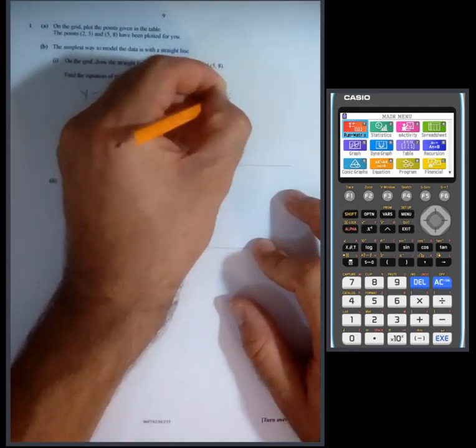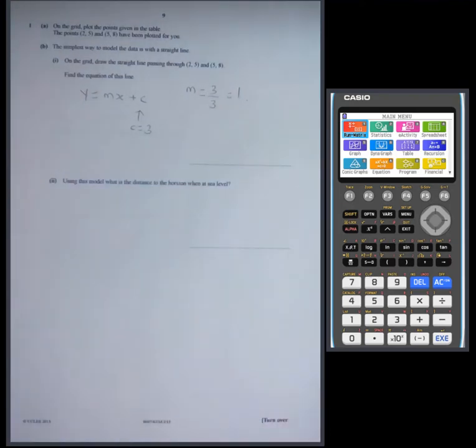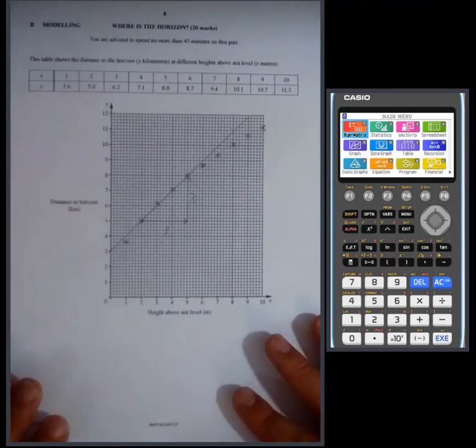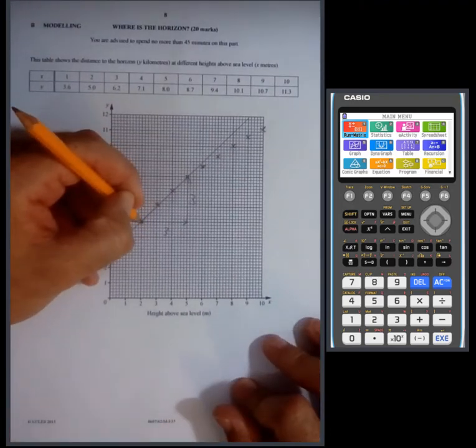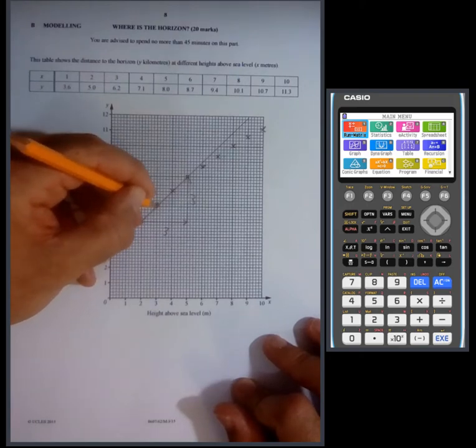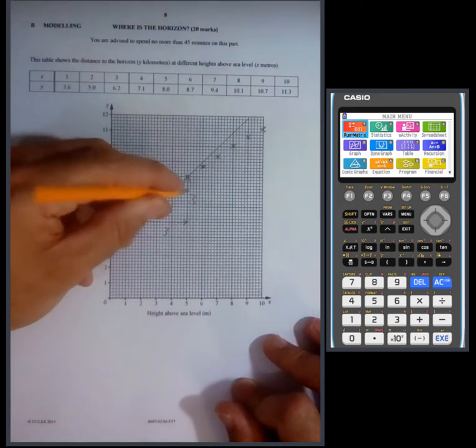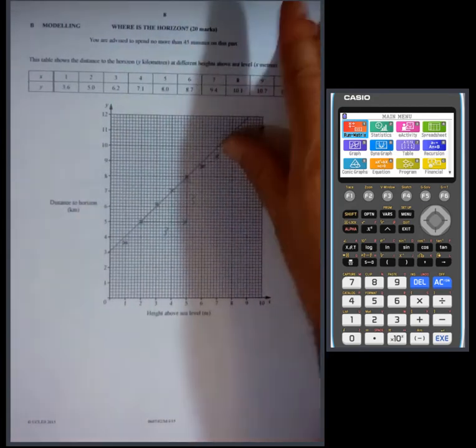3 over 3 equals 1. And you could have done that between any 2 points, and with something as simple as that, you could literally just put your pen on the line and say, I go 1 across, I need to go 1 up to get back on the line. 1 across, 1 up, 1 across, 1 up. The gradient is 1.